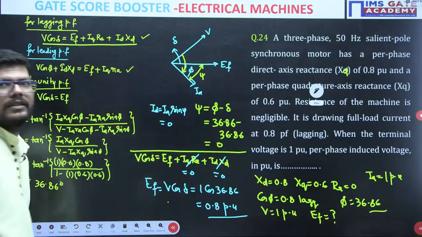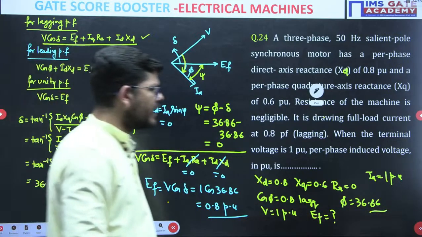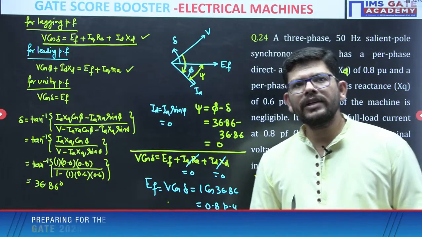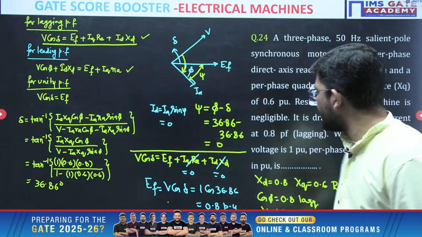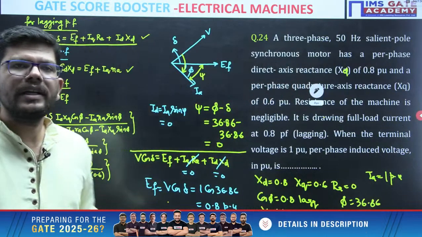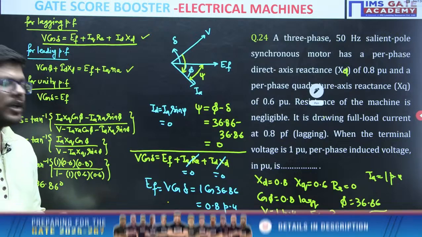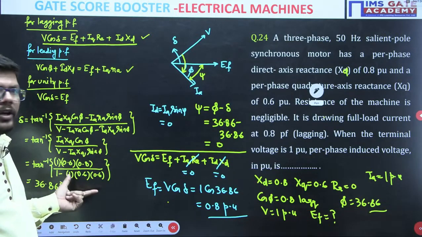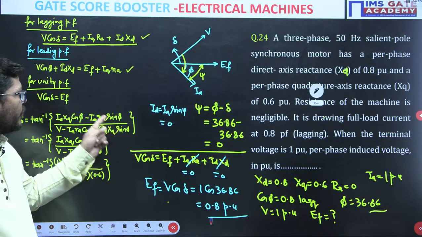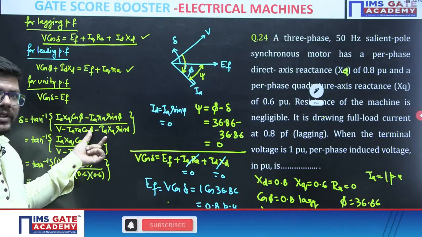That will be the answer. Correct, guys? So just see, related to cylindrical rotor motor, everything is written on this page. This is the formula that you have to apply for lagging power factor. If power factor is leading, wherever the sign is there, it will become positive.